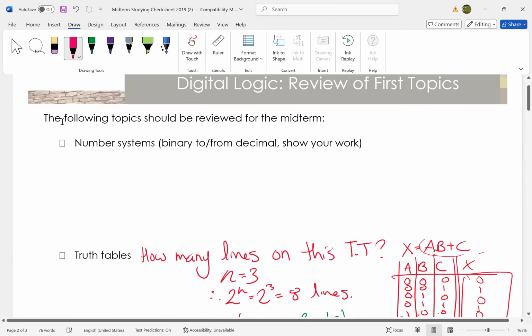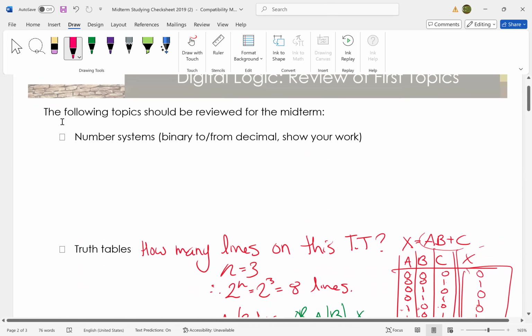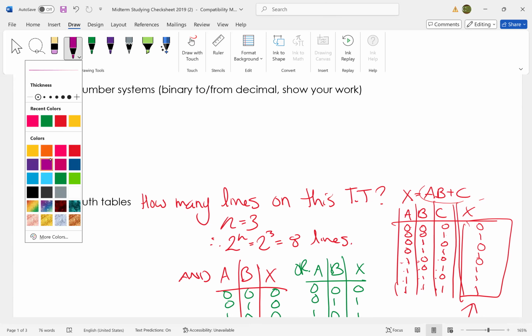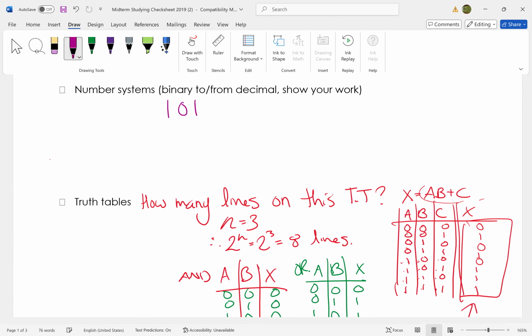Let's see what we're missing here. So converting number systems of binary to and from decimal, and also showing your work. So with a binary number, let's say this is our binary number 10110, then we have to say that this is 2 to the exponent 0, 2 to the 1, 2 squared, let's just not do this many, because on your exam I would not do this many, 2 cubed.